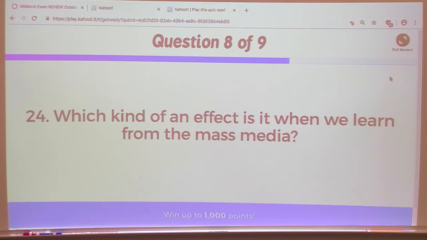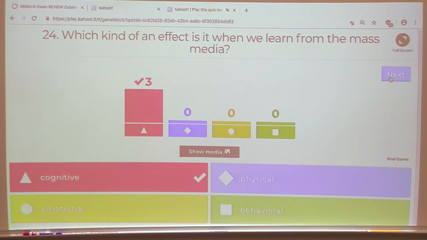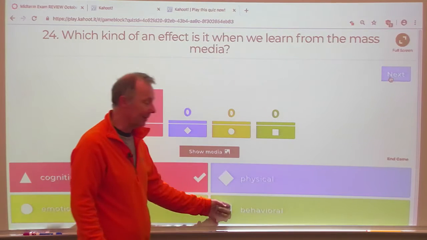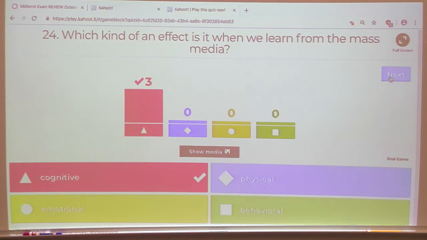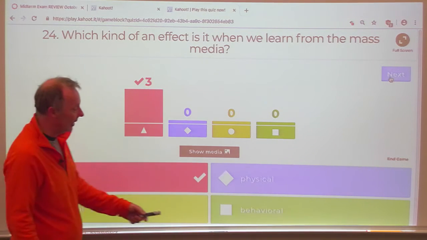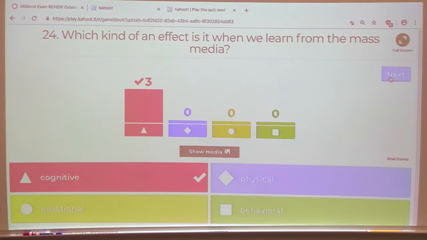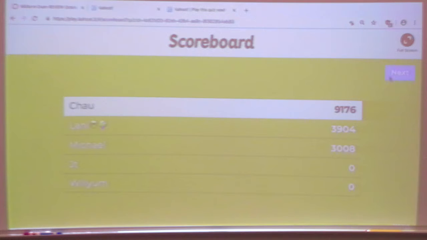Which kind of an effect is it when we learn from the mass movement? Cognitive, correct. So when it comes to learning, we learn with our, you know, cognition. We learn to understand things. So that's cognitive. When we look at an exciting football game or something, it might be an emotional effect that we have. When we get hungry, when we watch a cooking show, then that's a behavioral effect because we're going to go out and maybe cook something ourselves once we've looked at the media. So cognitive or emotional or behavioral, these are all types of effects that the media could have. Next up.